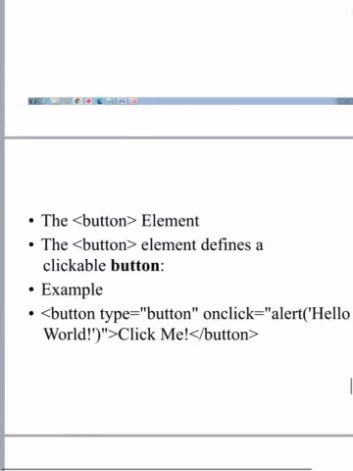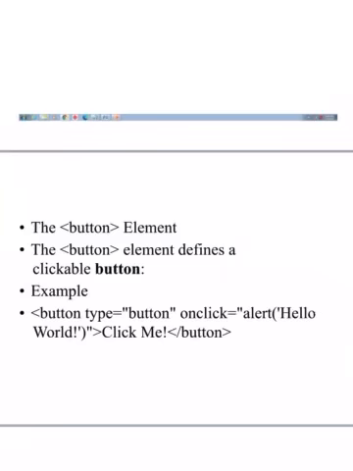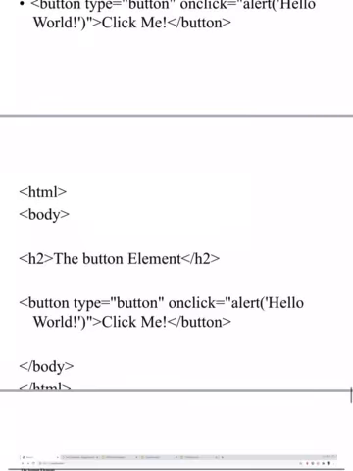Next, there is another element called button, which is similar to the submit button element. The button element defines a clickable button. Example: button type is equal to button, onclick is equal to alert hello world. This alert we used in JavaScript. Click me and then close. Click me is the text that will be shown on the button.